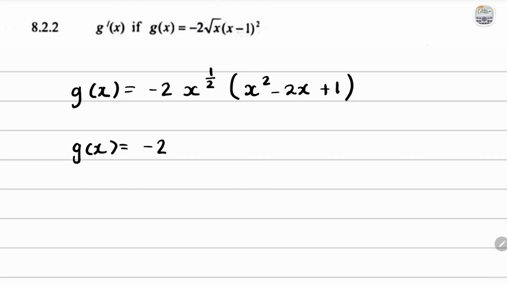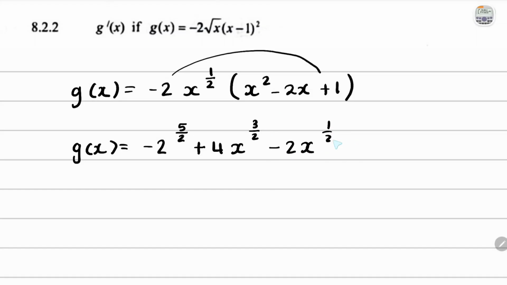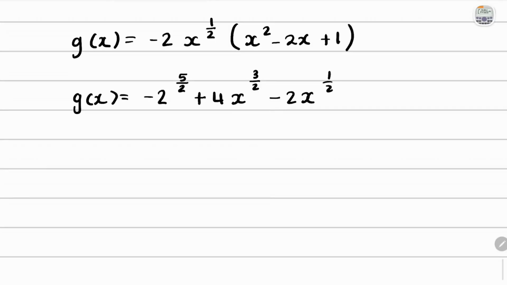So what is a half plus 2? That's going to give us 5 over 2. Okay, and then we have that multiplies, and you're going to get a positive 4 now. And then x, we have a half here, and the exponent here is an invisible 1. So 1 plus a half is 3 over 2. So 4x to the power of 3 over 2. And then lastly, those two multiply, and we have negative 2x to the power of a half. And now it's ready to be derived.